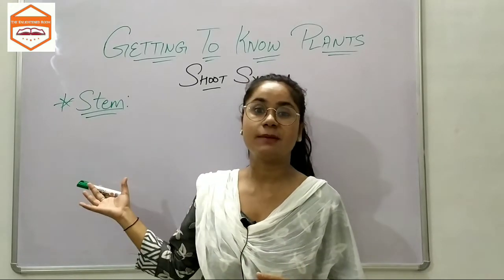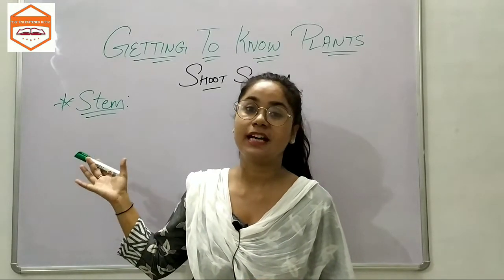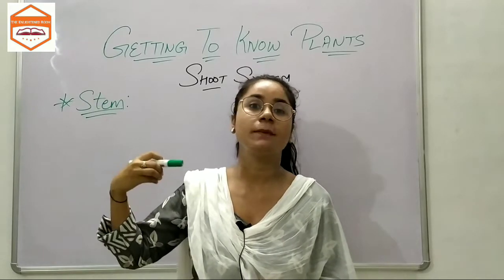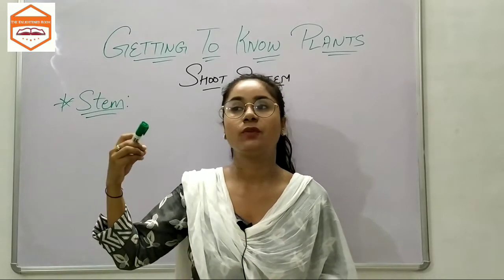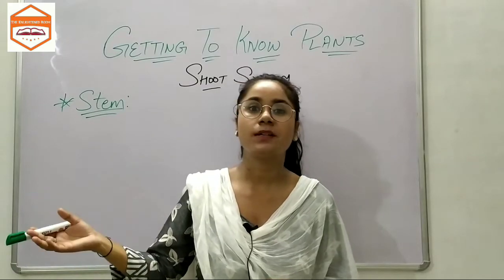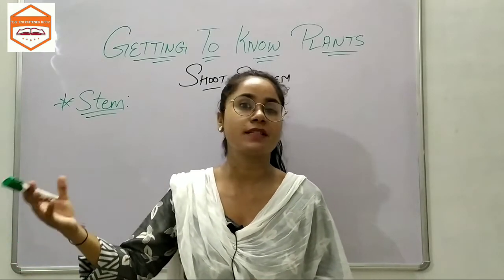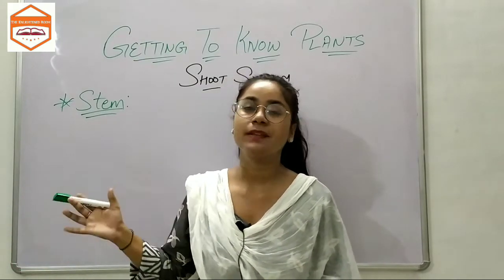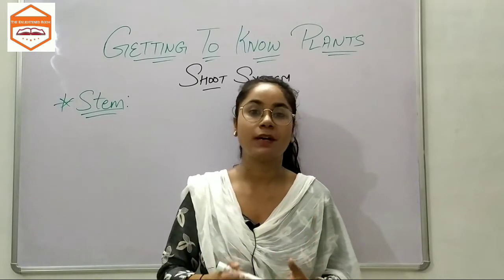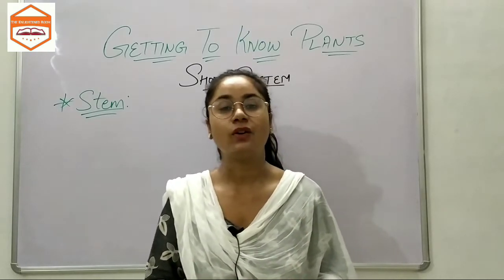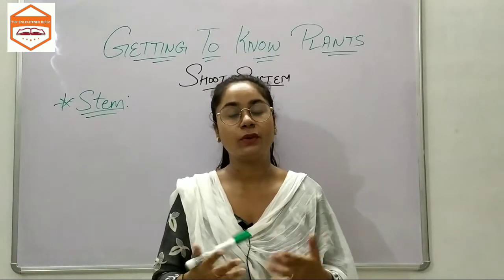If the stem of the plant were always weak, that means if all the plants had weak stems, then there would be no trees, no herbs, no shrubs, there would be just creepers and climbers. That's why the stem plays an important role to hold the plant straight. Now let's discuss more about the stem of the plant.